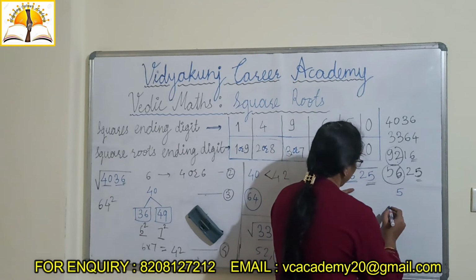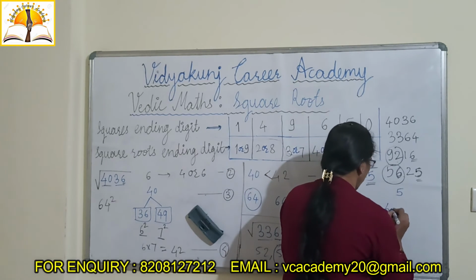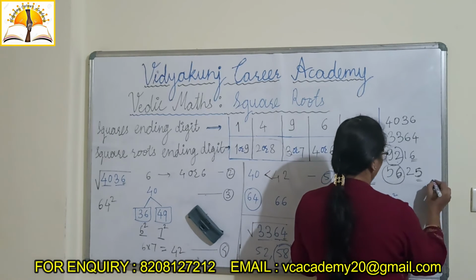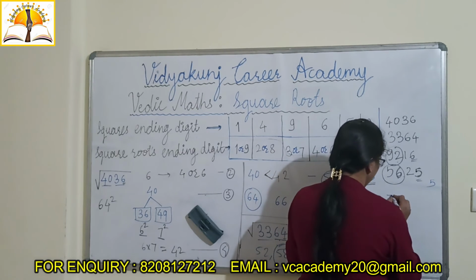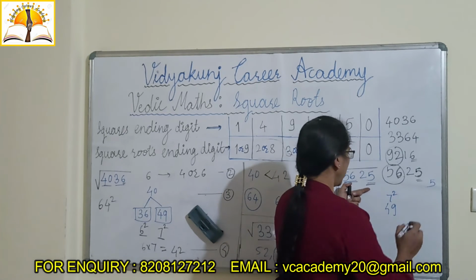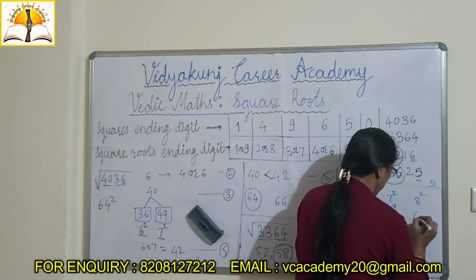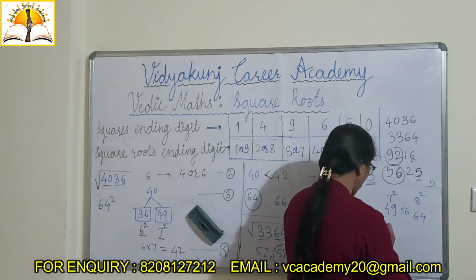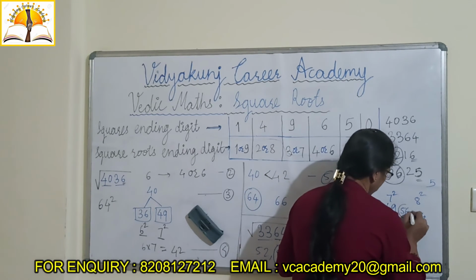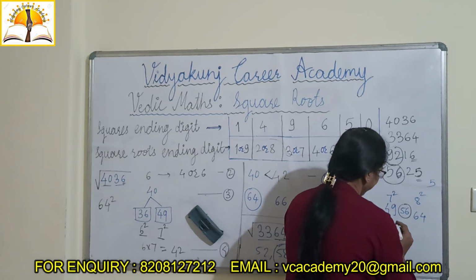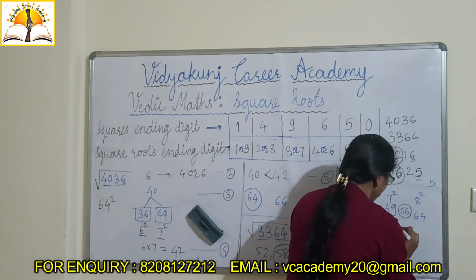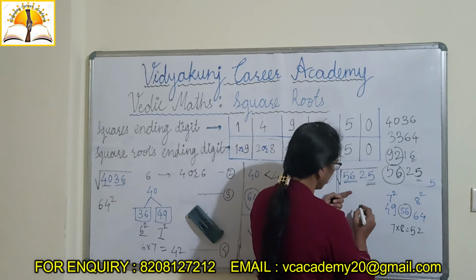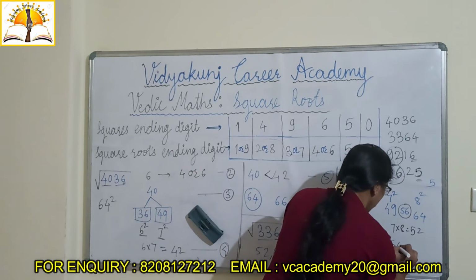6 square will be 36. 7 square will be 49. Yes or no? 7 square will be 49. 8 square will be 64. Yes or no? This number will fit in between these. Okay. Now we have to do here this 56, 7 into 8. What is the answer here? 52. Now we have to cross check here.